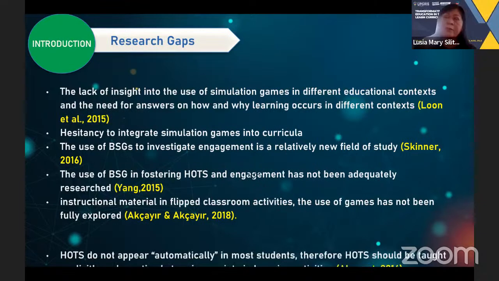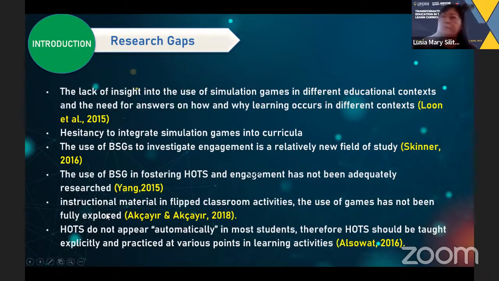Based on this research gap, the last gap: higher-order thinking does not appear automatically. You cannot cultivate it with the normal teaching approach. The teacher needs to give more hands-on, real-world practice to cultivate high-order thinking. The most difficult parts of high-order thinking are to create and to evaluate.